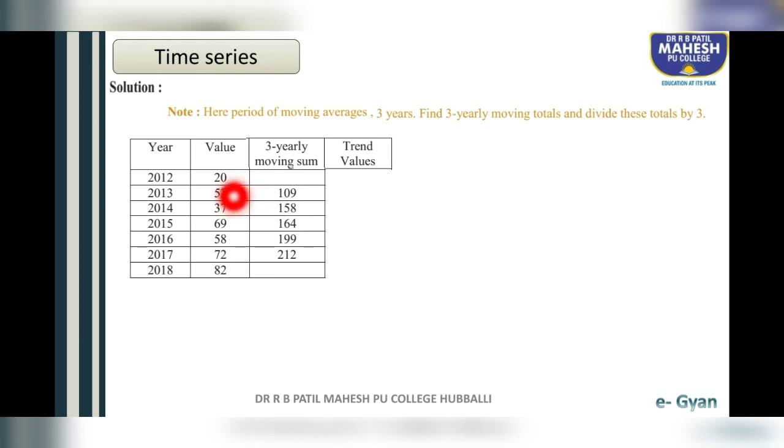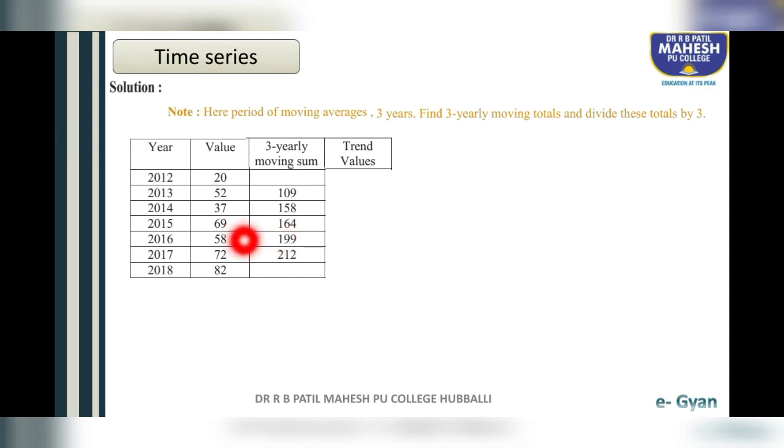Again you leave the second value, 52. Again take 3 values: 37 plus 69 plus 58 is 164. Again you leave the third value. Again you take 3 values: 69 plus 58 plus 72. 69 plus 58 plus 72 is 199. So again you leave 69.